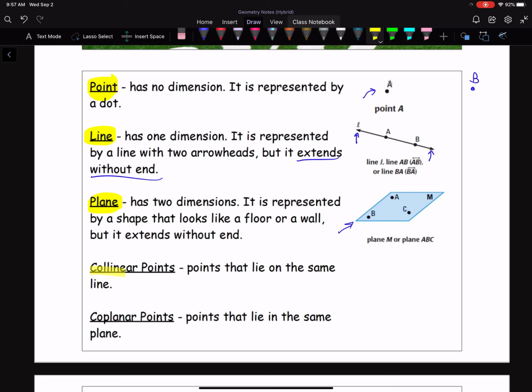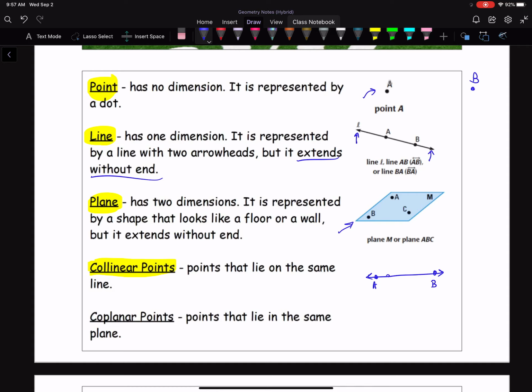Collinear points. That word collinear, co means they exist together. Linear means on a line, so we're talking about points that exist together on a line. So here is my line. Remember, it has to have the arrowheads. Let's just call this line AB. So collinear points are points that are on that line. So A, B would be collinear points.